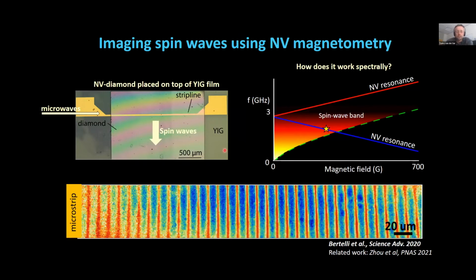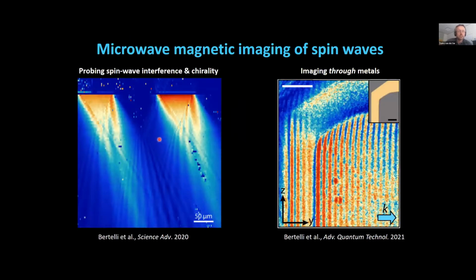Now, we can use this technique to study spin waves in various systems. For instance, we did some measurements on probing interference of spin waves and their chirality. What you see here is a magnetic image, again a picture of the microwave magnetic field of spin waves in YIG, measured with a layer of NV centers on top. And we made two strip lines here. Here and here, you don't see them because they don't generate a strong enough magnetic field. But the spin waves that are excited by these strip lines, you see very well.